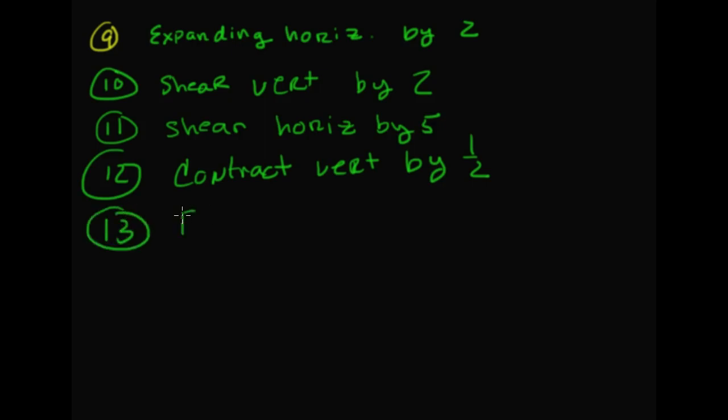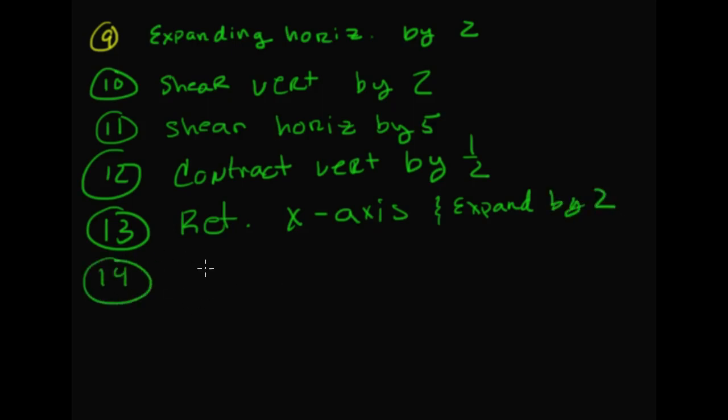Number 13 is a reflection. And that's over the x-axis, right? Because we're changing the y. And then we're going to expand once we're over that axis by 2. And then 14, you're going to reflect over the y-axis, and you will expand. Sorry, not going to expand. This is going to get smaller. You're going to contract by 1/4.